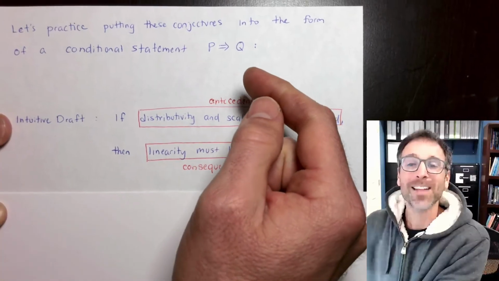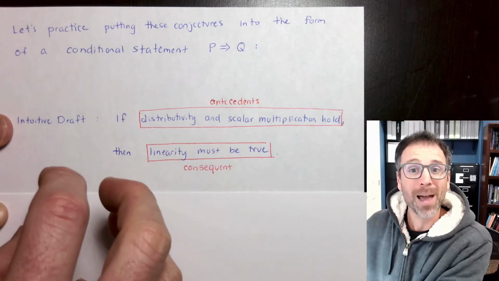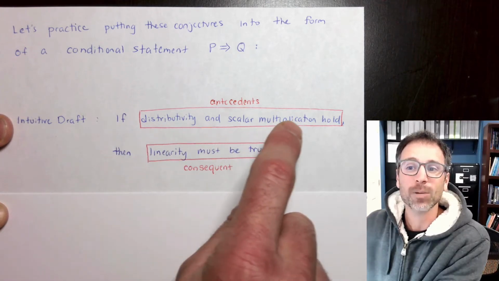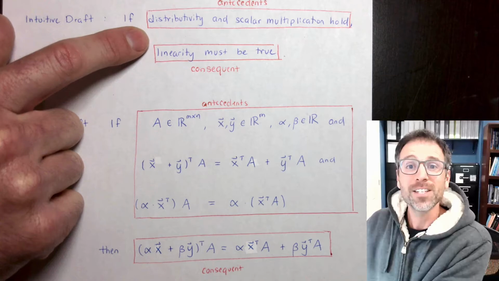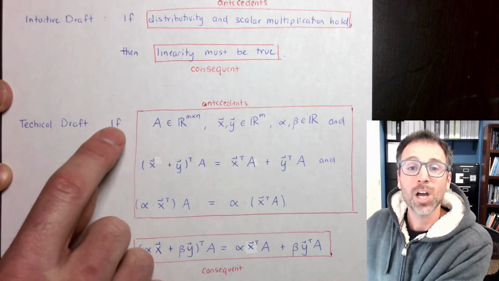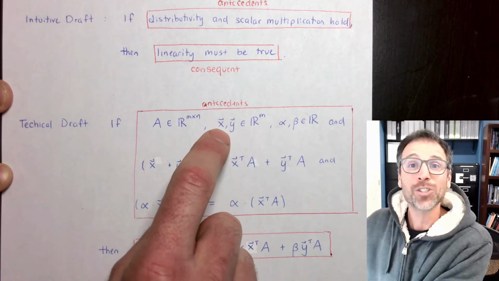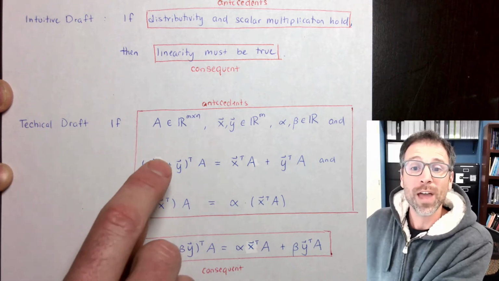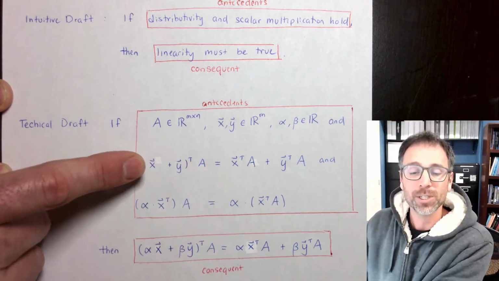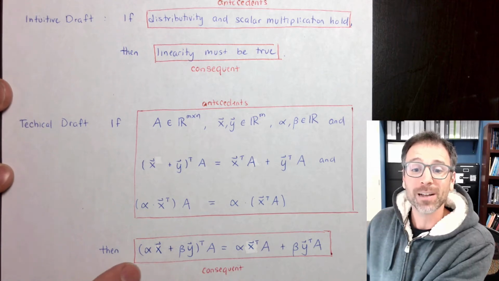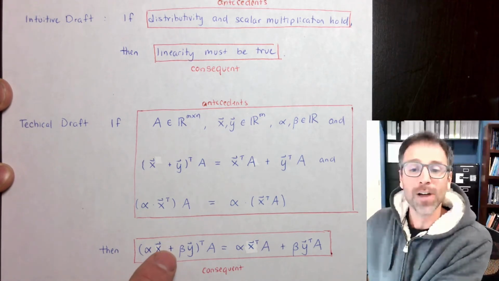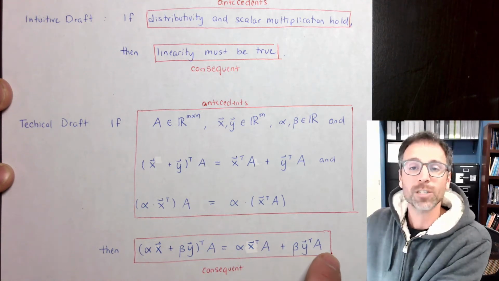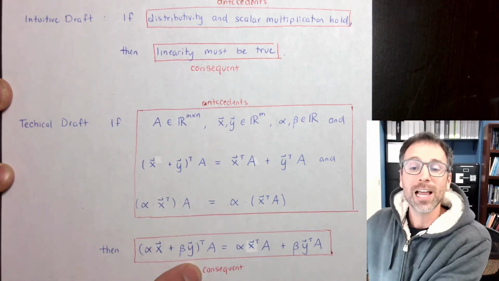That's the intuition there. With that, let's get more practice translating our intuition in mathematics into formal logical structures. So our intuitive draft says, if distributivity and scalar multiplication hold, then linearity must hold. This is intuitive language. Let's formalize it with a technical draft, which says that if I have an m by n matrix A, and two column vectors, x and y, with m rows and 1 column, and scalars alpha and beta, and I know that row vector matrix multiplication satisfies distributivity and scalar multiplication, I'm going to claim that it must be the case that (alpha x plus beta y) transpose times A is equal to alpha x transpose times A plus beta y transpose times A. In other words, if these two things are true, linearity must be true.